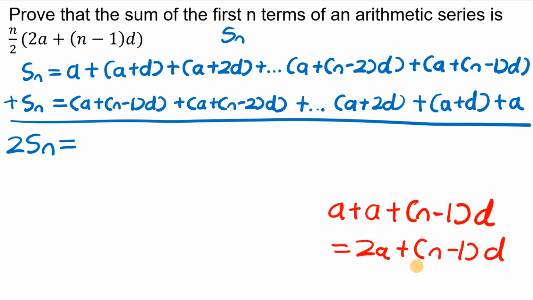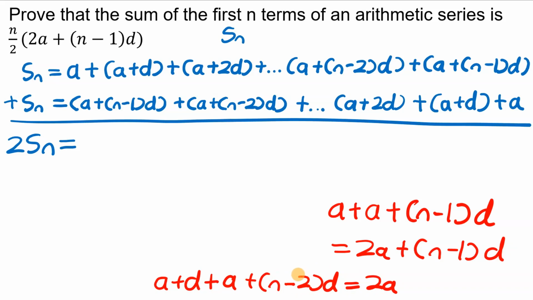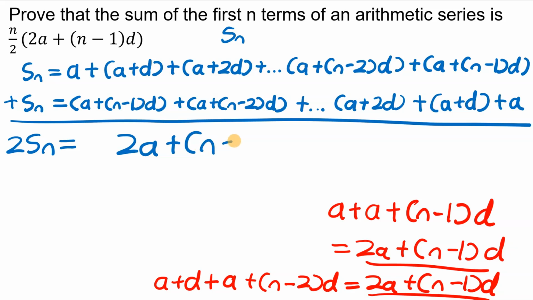Now if you do it for the second term, here we have a plus d plus this term here, which is a plus (n minus 2)d. We've got a plus a, which is 2a, and then we've got (n minus 2)d plus d, which is going to be (n minus 1)d. You can see that these are the same thing, and you actually find that if you add all of the terms together, all of them give out the same value of 2a plus (n minus 1)d. That's how it works.